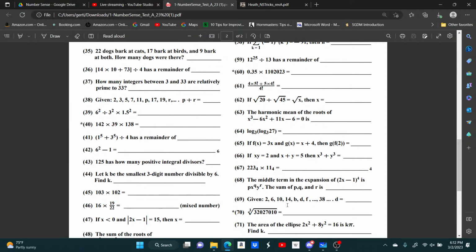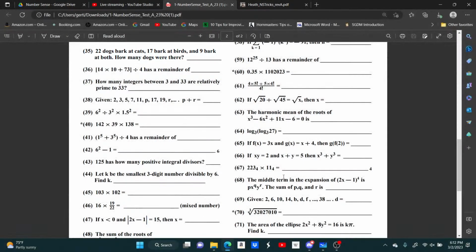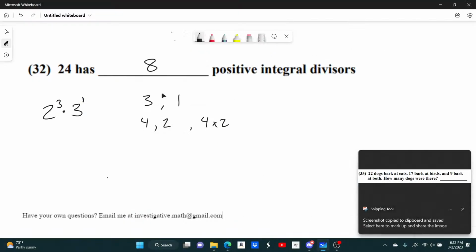Okay. This is a little bit of an interesting one. I don't know if I've seen this on number sense very frequently. This might be one of the only tests I've seen this on. That's okay, though.